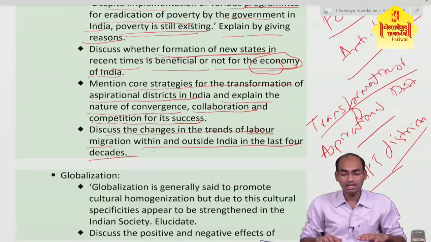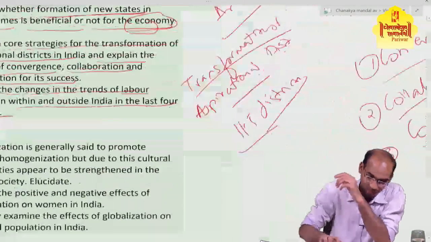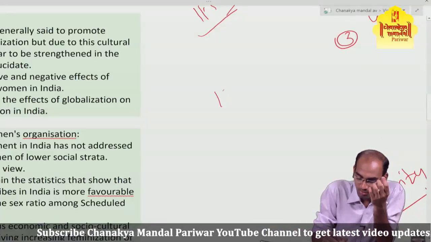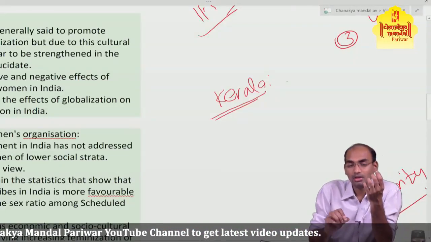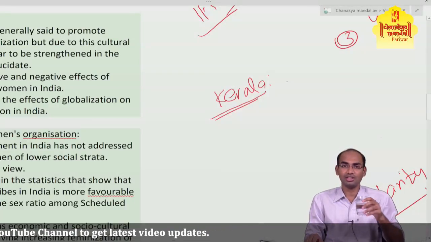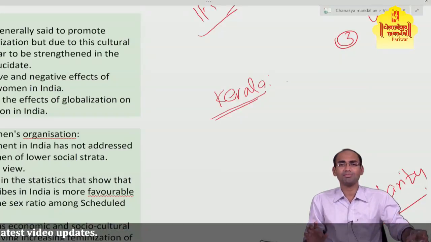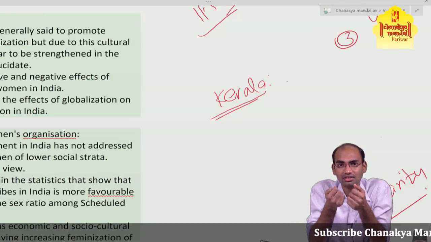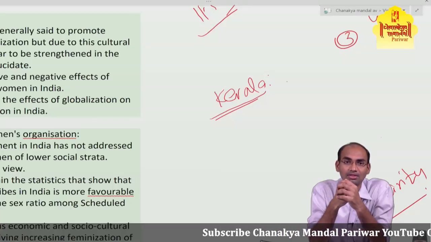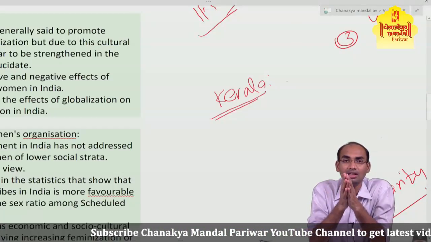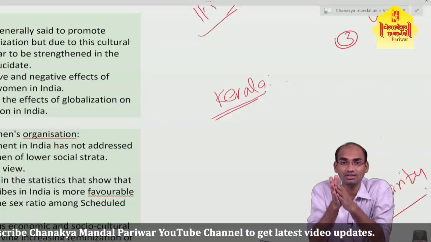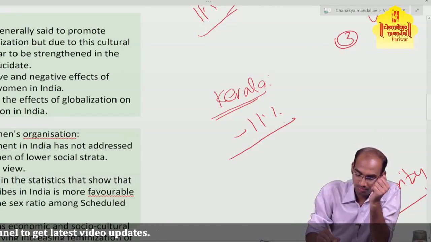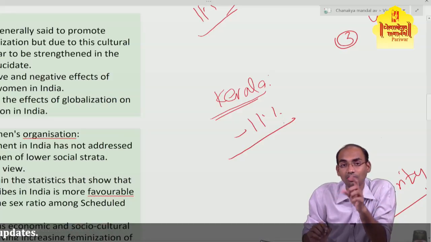Now let me tell you one interesting case study, the incorporation of which might make your answer more fruitful. It is related to Kerala. There was a news item regarding labor migration from Kerala. Everybody knows that most of the Indians living in Gulf countries for work are from Kerala. But in the last 5 years, this labor migration from Kerala has been reduced by 11%.